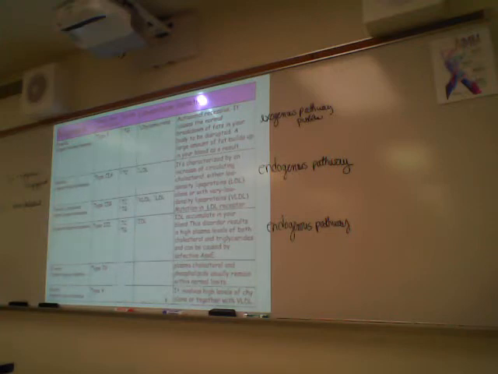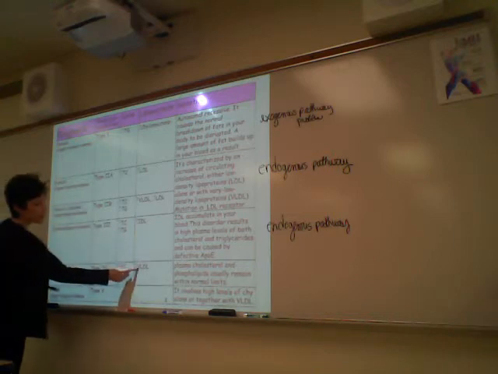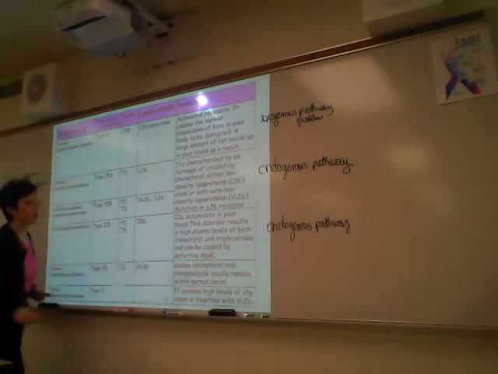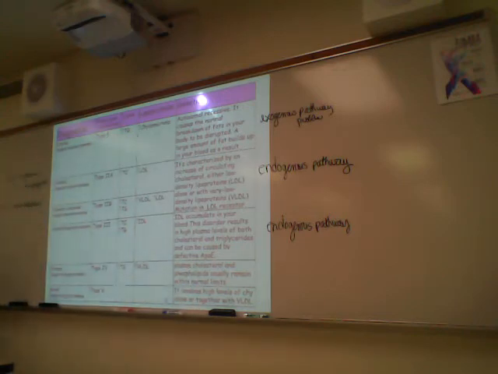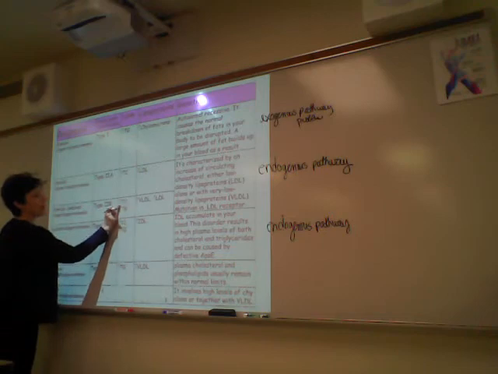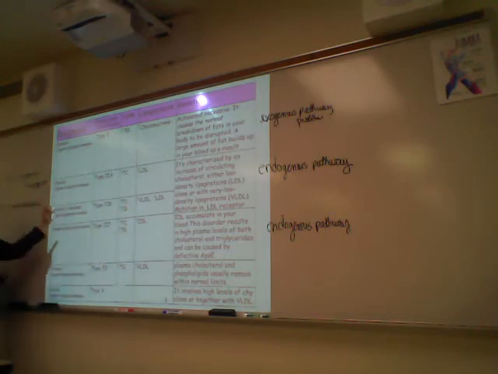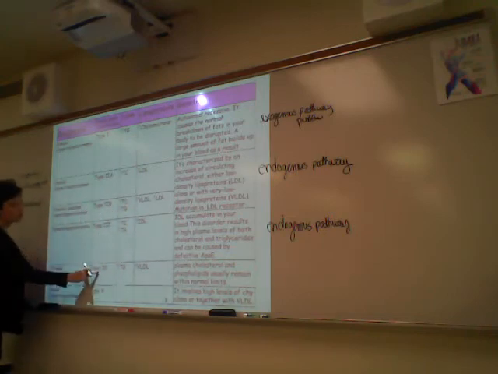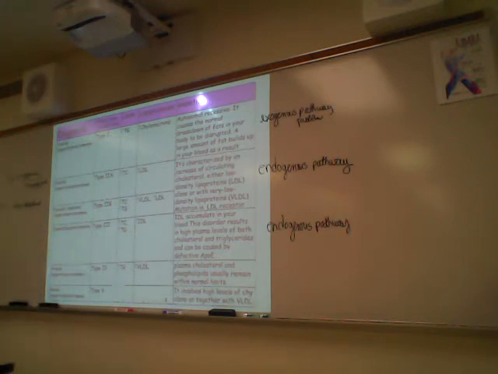So the next one is called type 4, and it has high triglycerides and high VLDL, but cholesterol and the phospholipids are not high. You don't have high cholesterol like you would with the type 2B. Your cholesterol levels are normal. So that's an unusual situation to have, this hypertriglyceridemia.